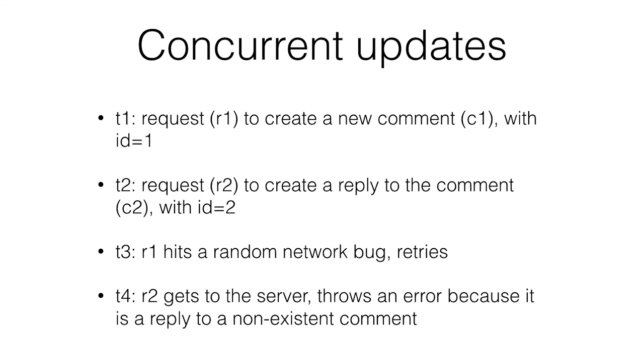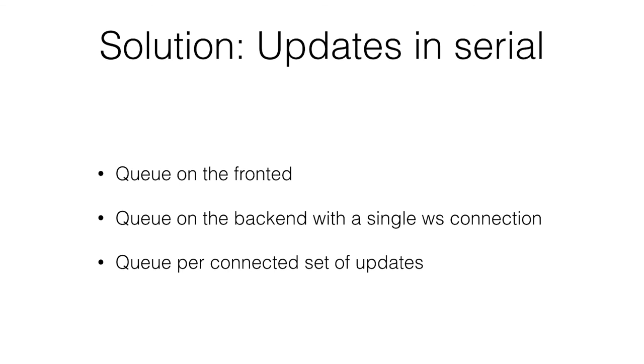So there's a few ways to fix this. I think the best thing is to just send your updates in serial. You can make a queue on the front end that sends out one request at a time. Hopefully you can batch things, but if not, people don't make that many updates that the round trips are going to cause you problems. Another way is to queue on the back end.